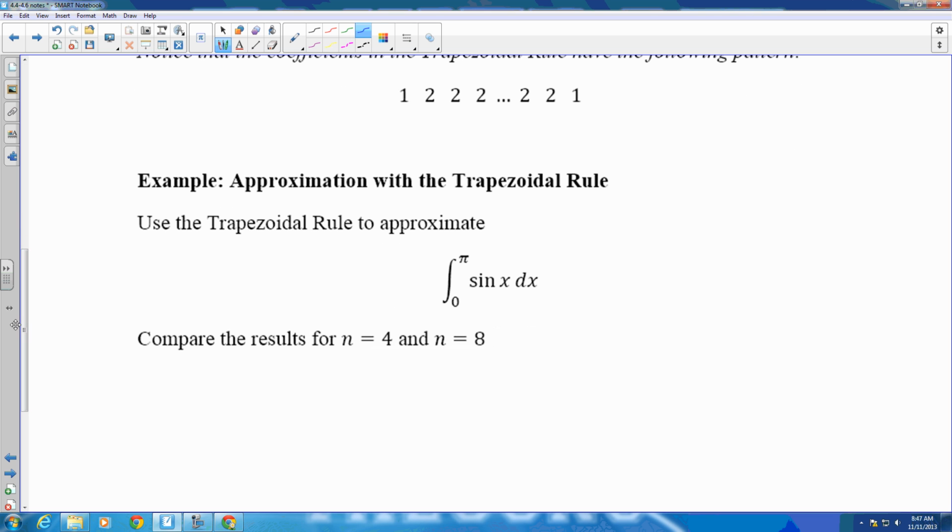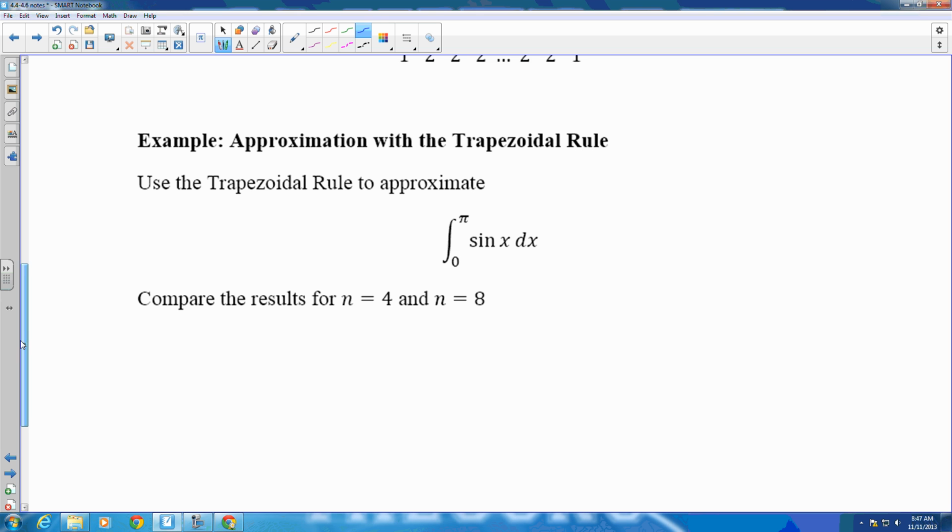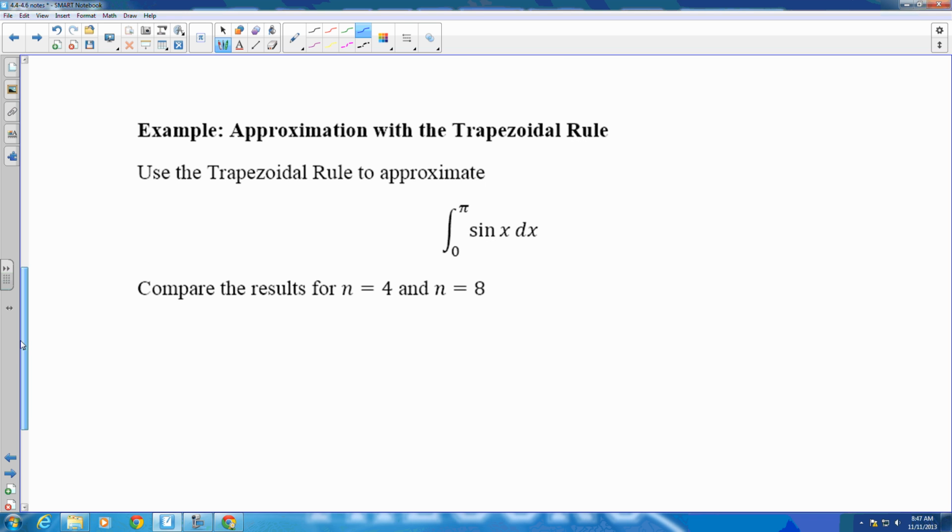So first we're going to use the trapezoidal rule to approximate the integral from 0 to pi of sine x dx. Now the good thing about this is that we know how to take the integral of sine x dx, so we can check our answer and compare it. So first one, n equals 4. Well, we have to do b minus a over 2n, like we said. So it's going to be pi over 8 for the first one when n is 4.